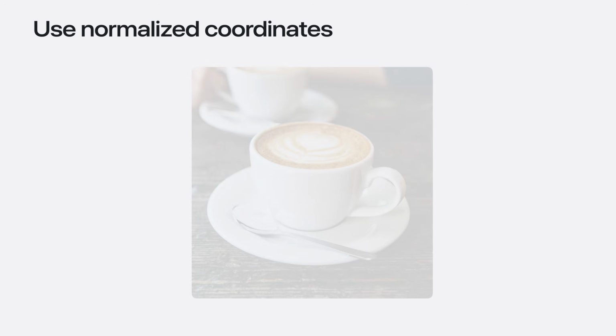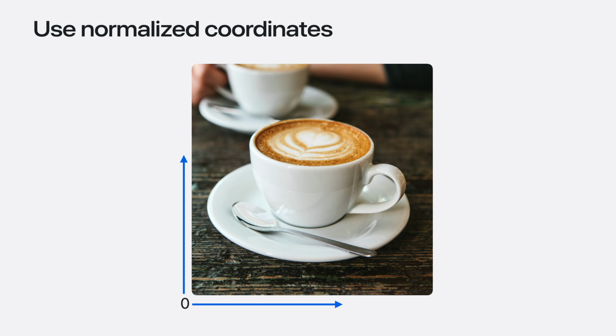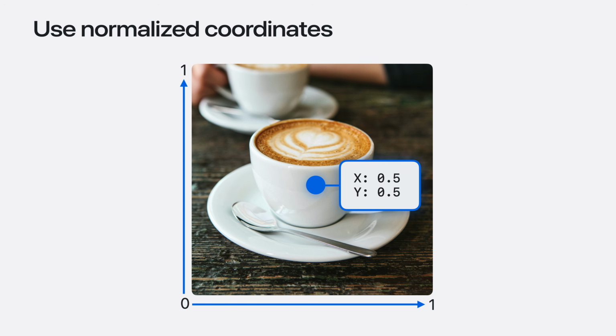There are a few other things to keep in mind. Vision uses a normalized coordinate system with the coordinate origin in the lower left-hand corner. Points should be normalized to the image width and height, with coordinate values between 0 and 1.